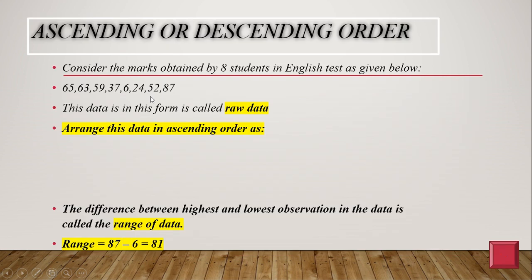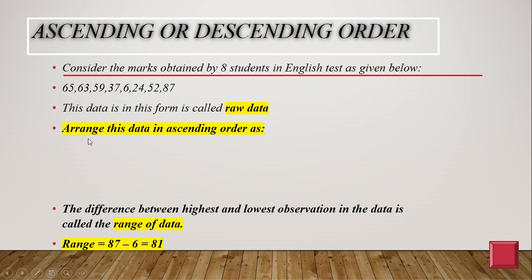Consider the marks obtained by 8 students in an English test as given below: 65, 63, 59, 37, 6, 24, 52, 87. This data in this form is called raw data. It is collected as it is. It is not arranged. It is as it is collected, and this type of data is called raw data.